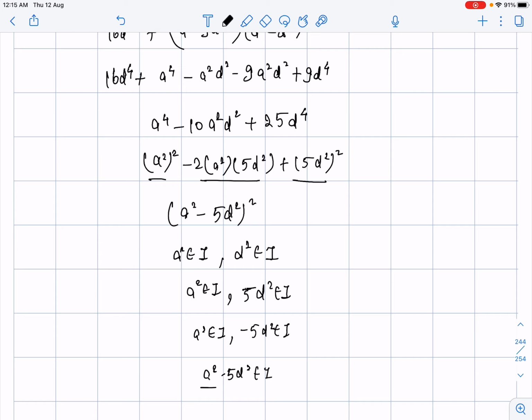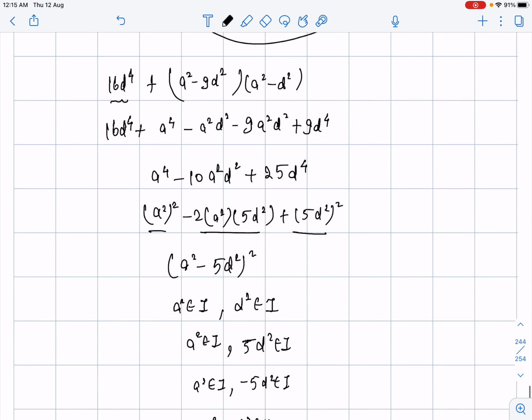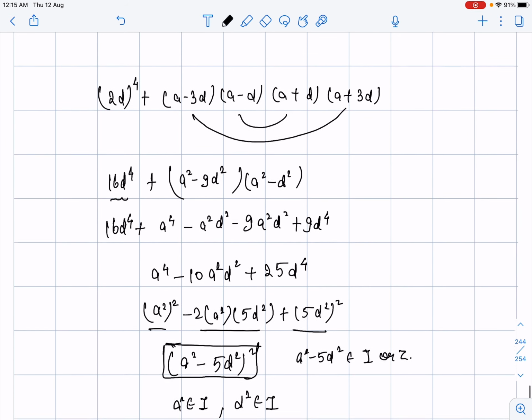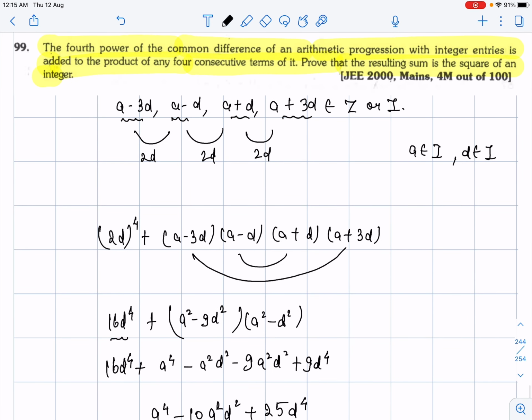That means the product of the four consecutive terms plus the fourth power of the common difference will be generating a square of an integer, because a square minus 5d square belongs to integer capital I or capital Z. That was only to be proven by us. That means the product of four consecutive terms plus the fourth power of the common difference will generate the square of an integer. Sum is a square of an integer. Hence we have proven this thing.